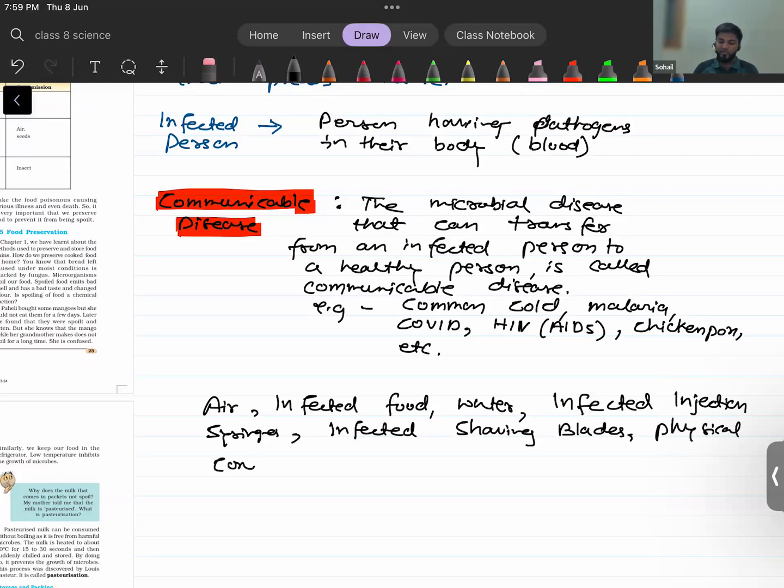Physical contact. So one needs to take precautions to avoid catching communicable diseases. So these were the ways of transfer. Okay, so far any confusion? No, sir. All right.